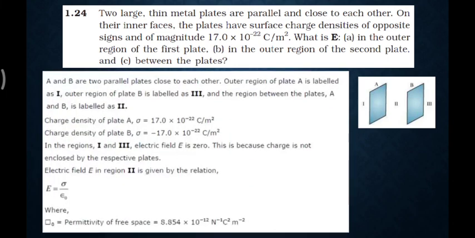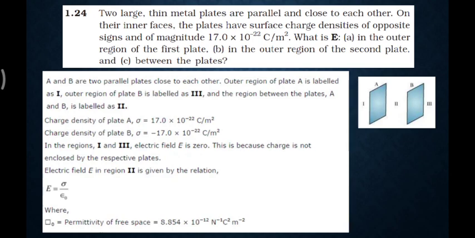A and B are two parallel plates, labeled A and B, and the regions are labeled 1, 2 and 3. Region 1 is the outer side of A, region 2 is the inner region between A and B, and region 3 is the outer side of B. The charge density sigma on plate A is this much, and on B it is the same; it is mentioned as 17 times 10 to the power minus 22.